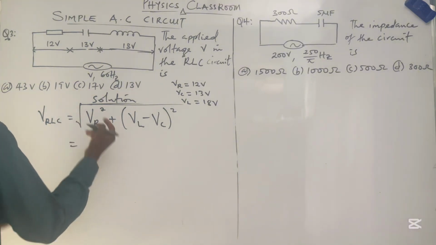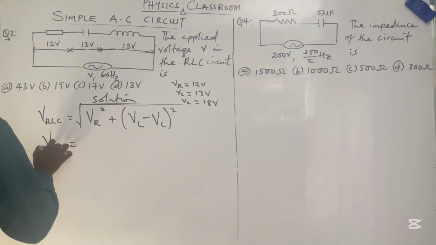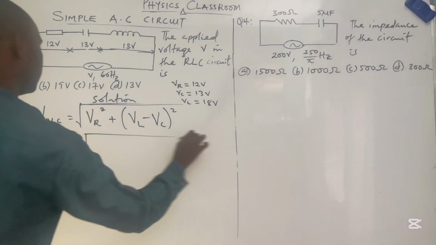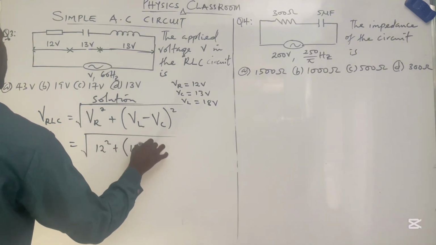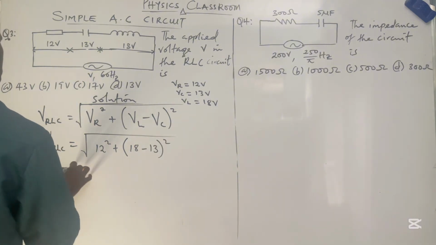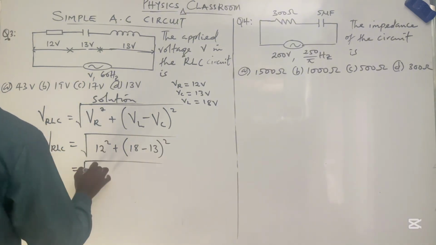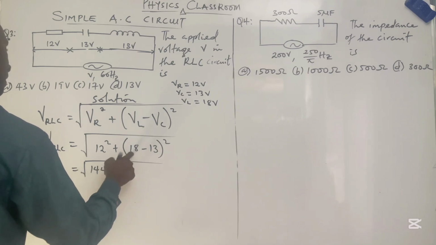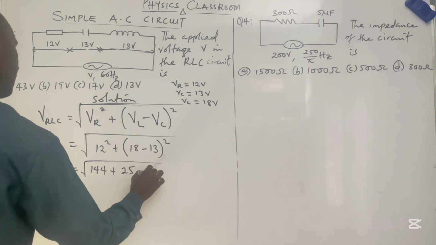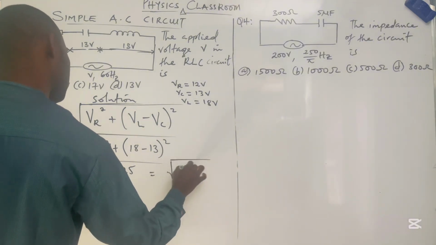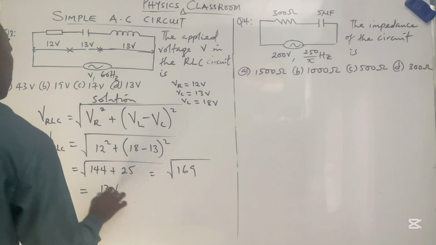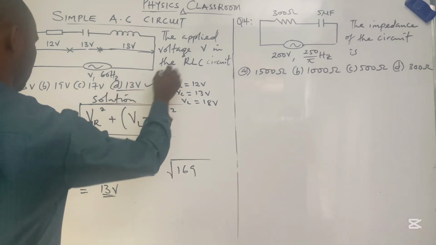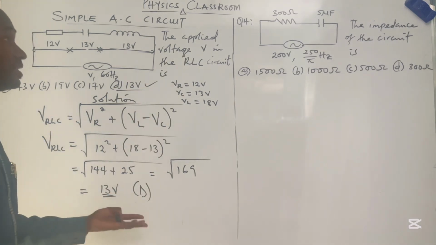Now, what we do, we just substitute the values here. Your VRLC will simply be the root of 12 squared plus 18 minus 13 all squared, which will be 12 squared, that's 144, plus 18 minus 13, that's 5. 5 squared will be 25. And this is going to give me root of 169. Of course, root of 169 is 13 volts. Final answer, that's option D. So you can see it's as easy as that.